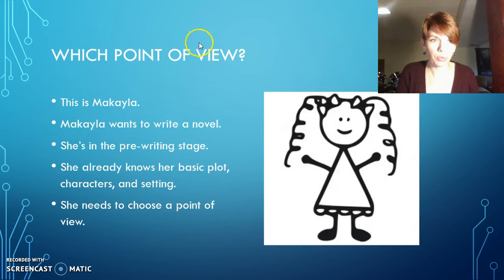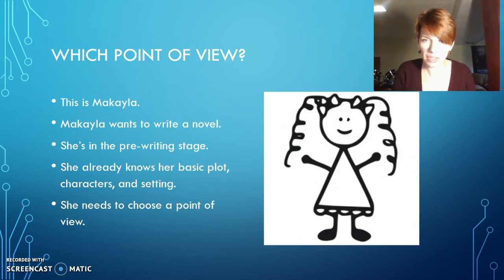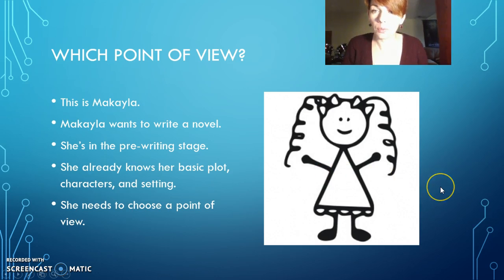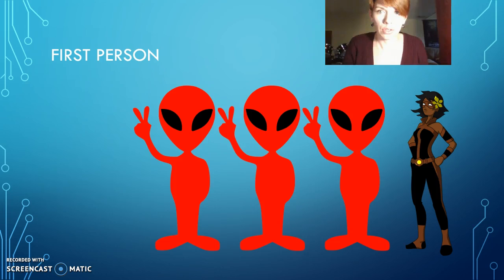All right, which point of view? So this is Michaela. Michaela wants to write a novel. She's a smart young lady. She is right now in the pre-writing stage. So that means she hasn't actually started writing anything yet, but she's trying to plan out that story. She already knows her basic plot, her characters, and her setting. And right now she's trying to choose a point of view, and you guys are going to help her.